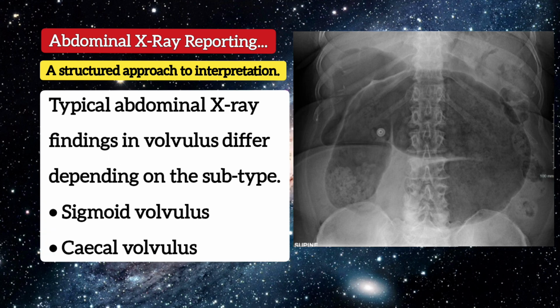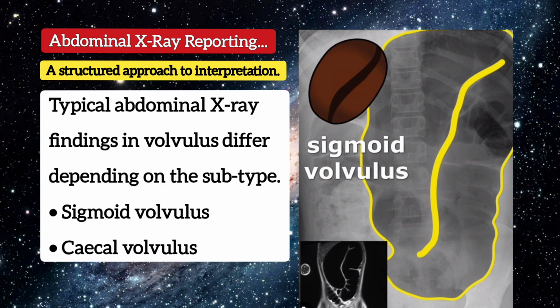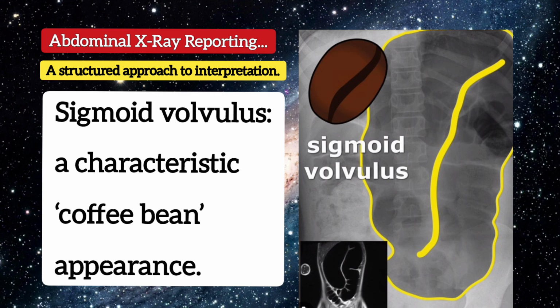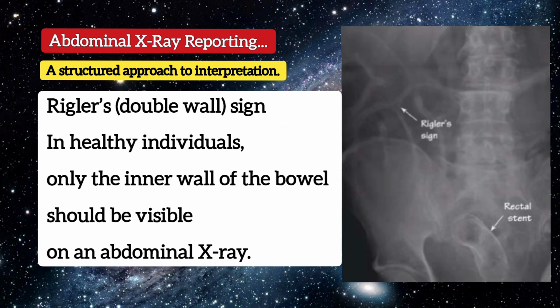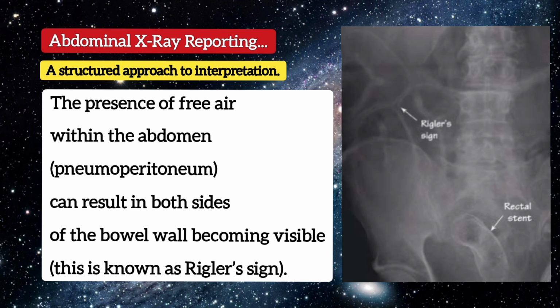Typical abdominal X-ray findings in volvulus differ depending on the subtype. Sigmoid volvulus: a characteristic coffee bean appearance. Cecal volvulus: often described as having a fetal appearance. Rigler's double wall sign. In healthy individuals, only the inner wall of the bowel should be visible on an abdominal X-ray. The presence of free air within the abdomen, pneumoperitoneum, can result in both sides of the bowel wall becoming visible. This is known as Rigler's sign.